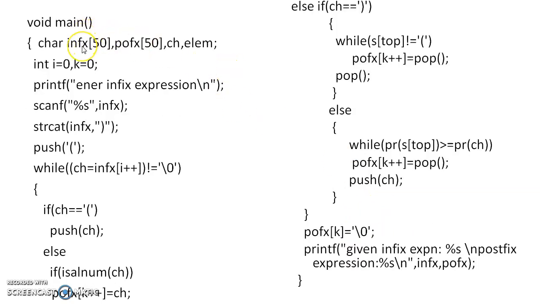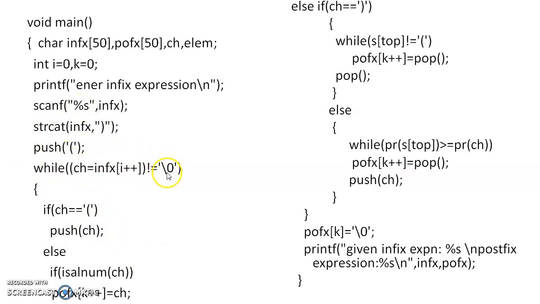Now for the infix expression, I have taken the infix array, and for the postfix expression I have taken the postfix array. So initially i value is 0 and k value is 0. I am considering i for the infix expression and k for the postfix expression. I am asking to enter the infix expression and I am reading the infix expression by using the %s, or you can use the gets also. And at the end I am adding the closing parenthesis by using the strcat function. And I am adding the opening parenthesis by using the push operation, pushing that onto the stack.